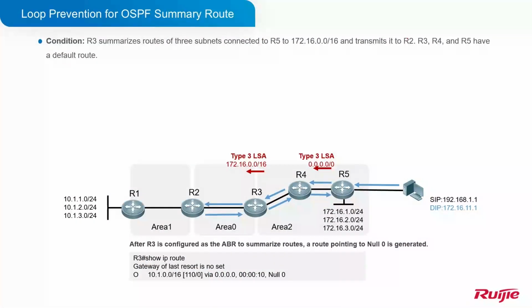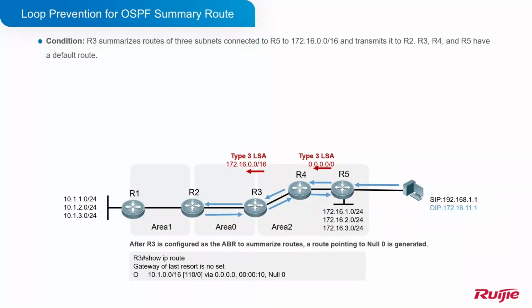And this page introduces loop prevention. If a loop happens in our network when we do the summarization, how do we solve this problem? Okay, so why will the loop happen?